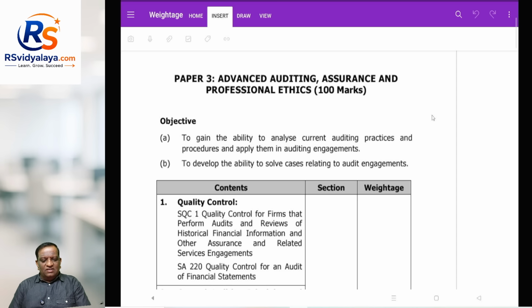This subject, technically called Advanced Auditing, Assurance and Professional Ethics, carries 100 marks and it is Paper 3, part of your Group 1. Since you have already studied this paper in Intermediate, that is the CA Inter, it shouldn't be too complicated for you to clear this paper.